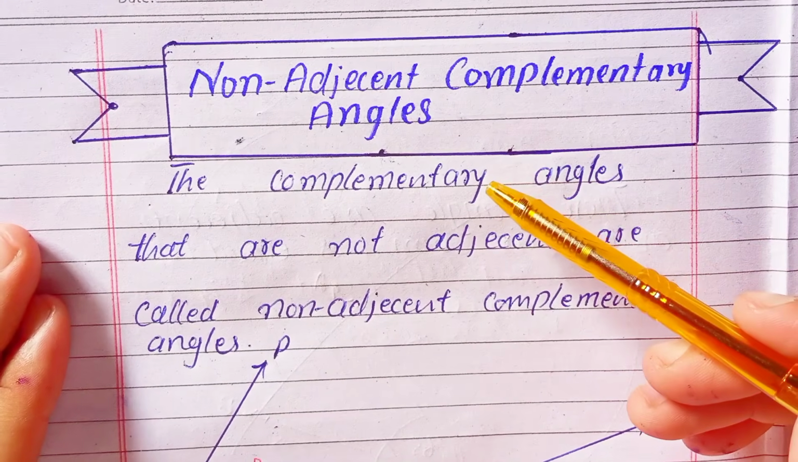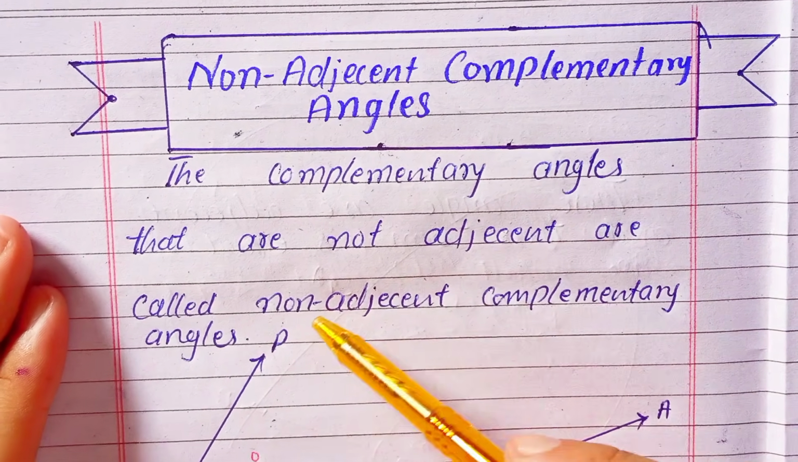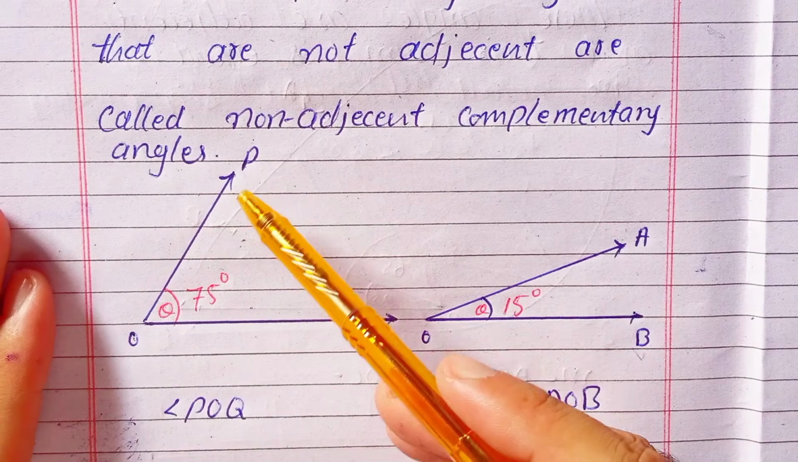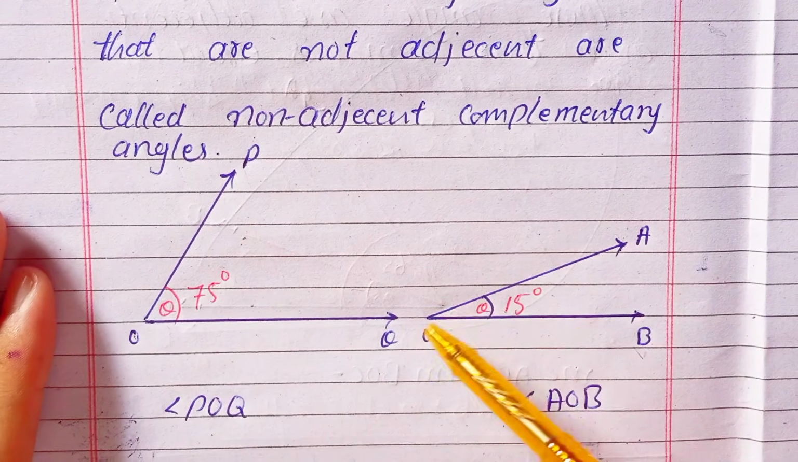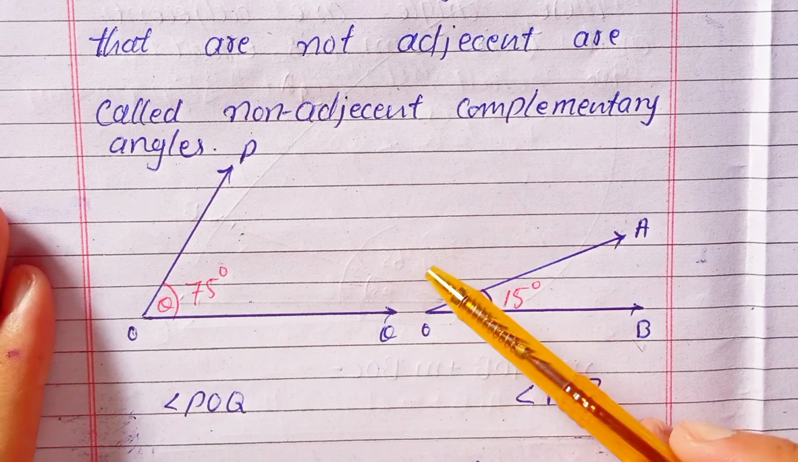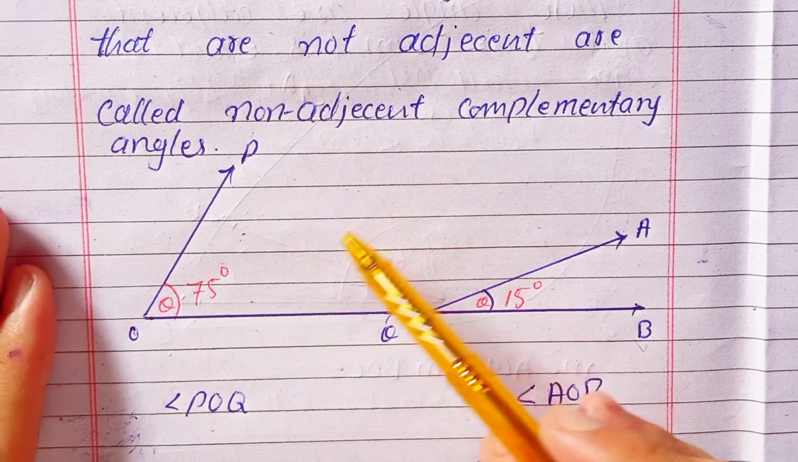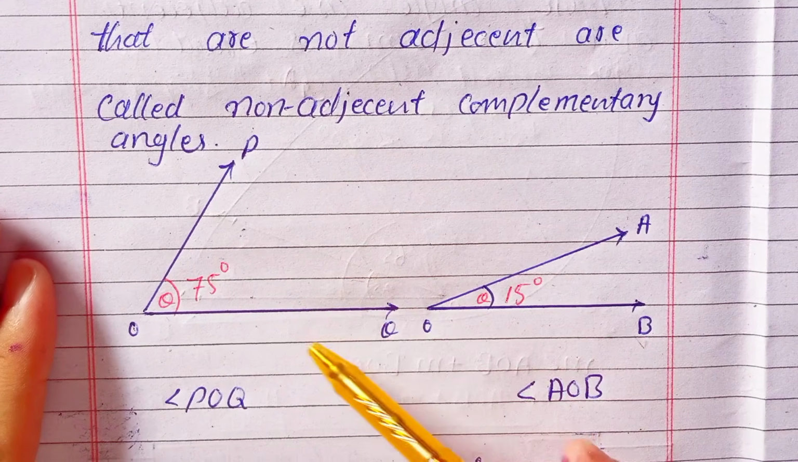Non-adjacent complementary angles. The complementary angles that are not adjacent are called non-adjacent complementary angles. For example, the angles POQ and AOB are non-adjacent complementary angles because the two angles are not adjacent and their sum is equal to 90.